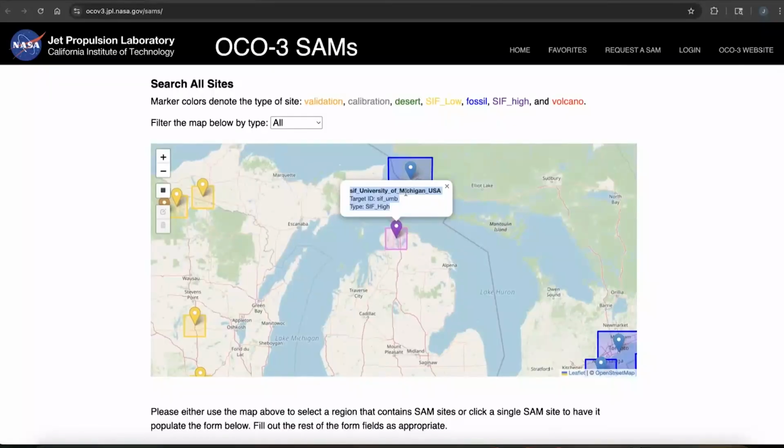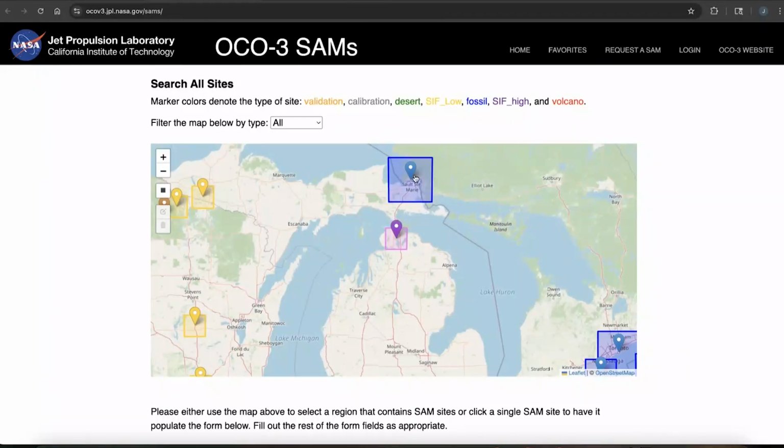It's called SIF, University of Michigan, USA, and the OCO-3 database, or SIF UMB is its short name. The type of the SIF site is SIF high. And so the classification that we've given this particular site is that it's a location where we can expect to find high SIF values during the growing season.